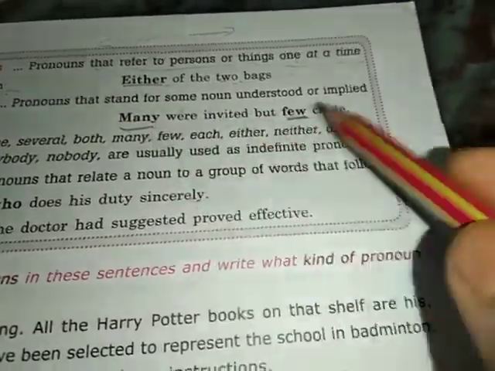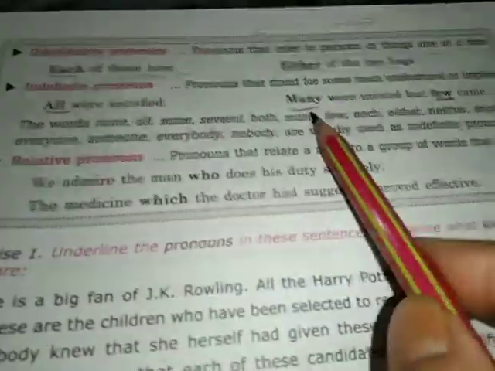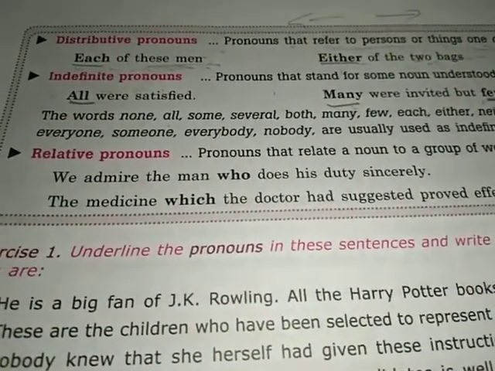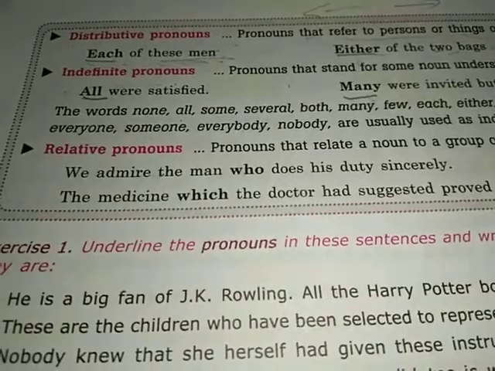Implied. So they are indefinite pronouns. Definite नहीं है उसमें कुछ. All, many, few, काफ़ी सारे लोग हो सकते हैं. एक या दो भी हो सकते हैं, चार भी हो सकते हैं, 50 भी हो सकते हैं, right?